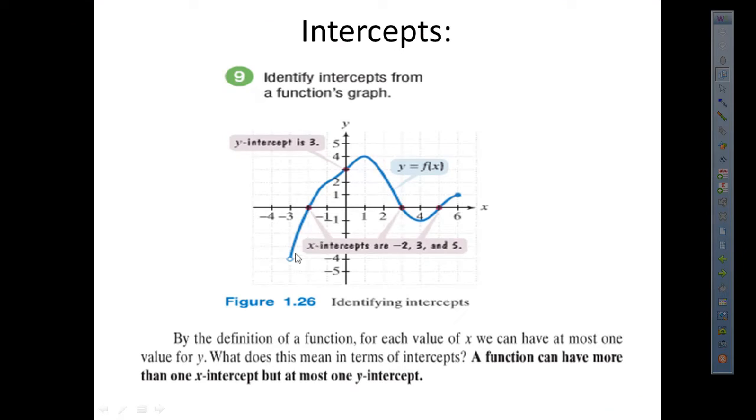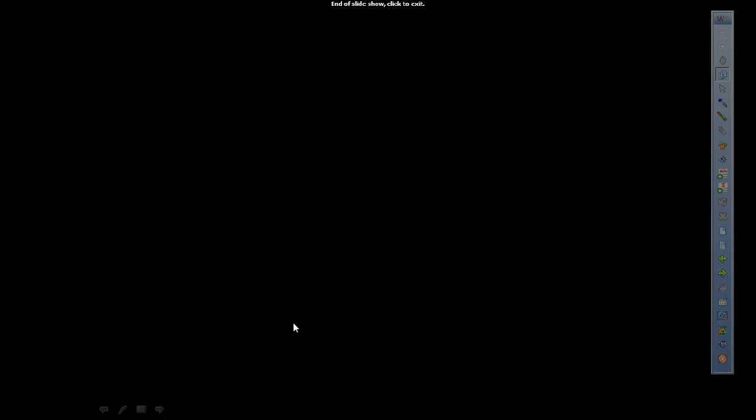Now, we'll talk about how to find these and all that, but we can have multiple x-intercepts, but we're only going to have one y-intercept if it's a function. Because if it has more than one y-intercept, then it violates the rules of a function and has two y values for one given x. All right, so that's where we're going to stop with this.